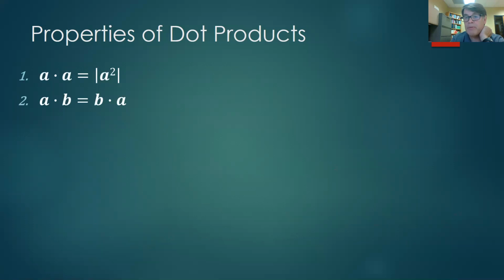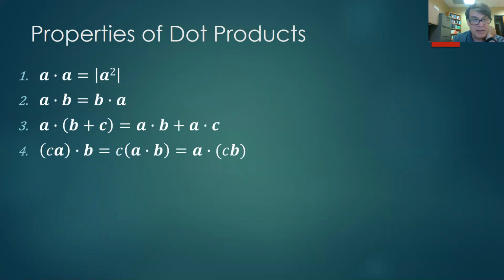This commutative property works for dot products. The associative, or actually this is distributive. The distributive property of dot products works. This is distributive, I believe. Yes. And then this is the zero property, that if you do a dot product of anything with zero, it's zero. Okay, nothing to write home about there.